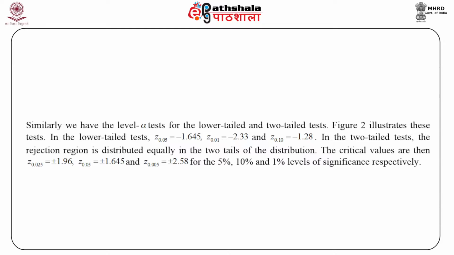In the two-tailed tests, the rejection region is distributed equally in the two tails of the distribution. The critical values, as I am sure you can recollect, are: Z for 0.025 is equal to plus minus 1.96, Z for 0.05 is plus minus 1.645 and Z for 0.005 is plus minus 2.58, for 5%, 10% and 1% levels of significance respectively.